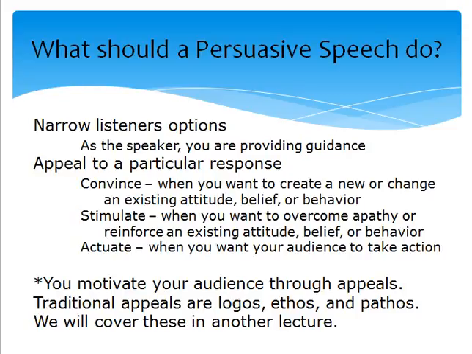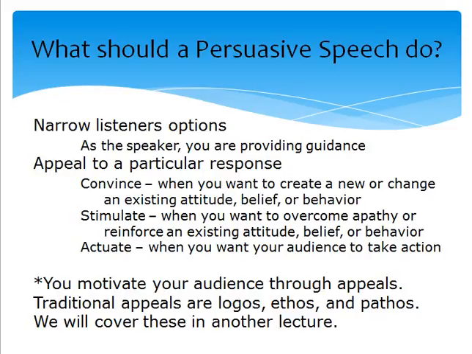You're also going to appeal to a particular response. And this can happen in 3 different ways. If you're trying to convince us of something, you want to kind of create a new idea in our head, maybe something we hadn't thought about before, or change an existing attitude, belief, or behavior.